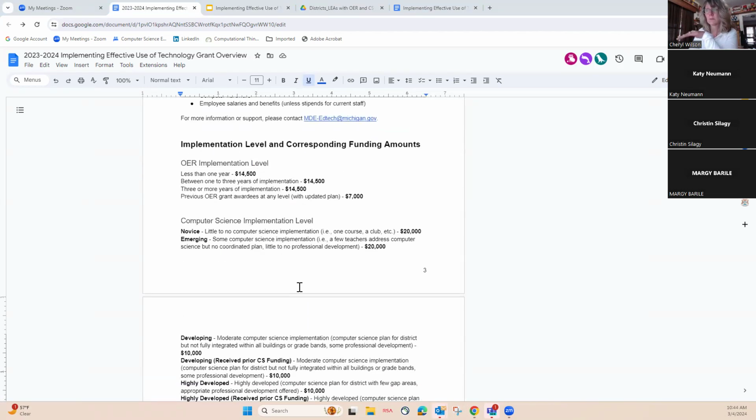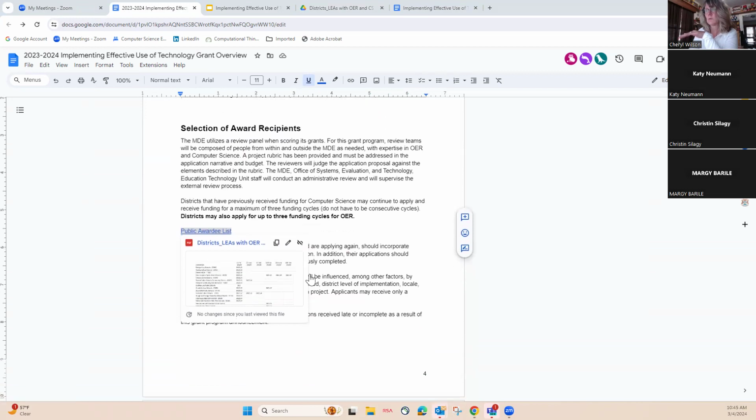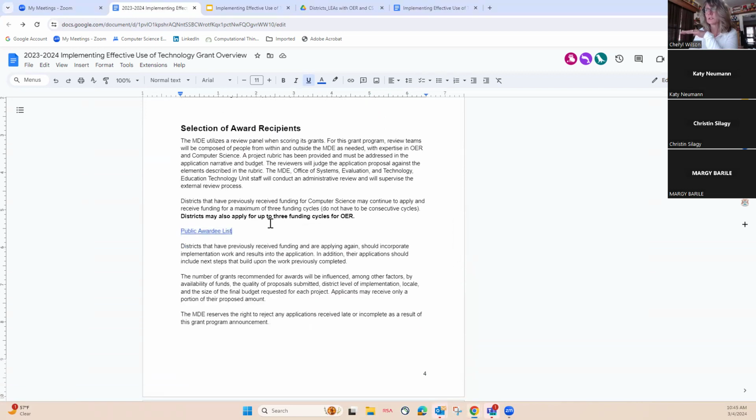Again, it goes over those levels. One thing for districts, we talked about districts can apply for up to 3 funding cycles. And one note on this, it does not include if your district is getting 99B funds, that is not something we're including in the list here.